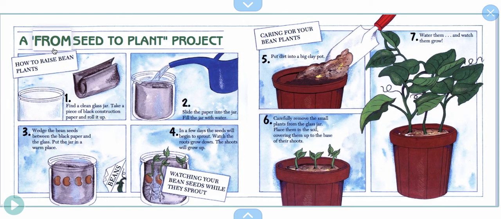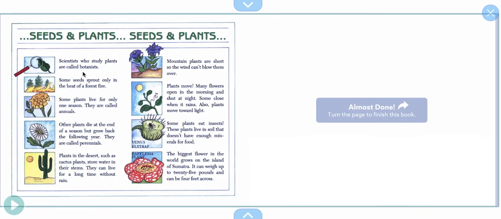And this is how you can do a seed to plant project. So you would take your seeds and rinse them, and then you'd put them in some dirt, and then you would watch them grow. And then you put them into a bigger pot, and you carefully put those smaller plants into that pot, and then you water them and make sure they have sun, and you can watch them grow some more. And then here's some more information about seeds and plants.